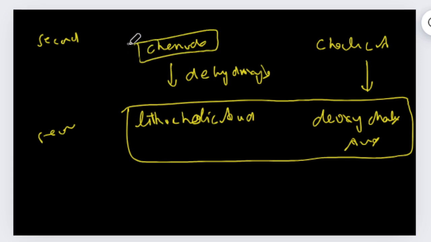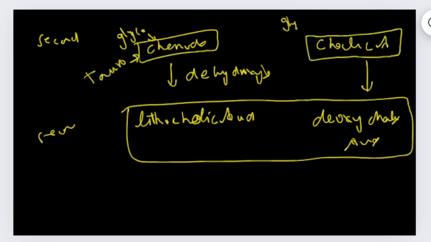If the conjugation of this occurred by glycine, it is called glycochenodeoxycholic acid. If it is attached by taurine, it is taurochenodeoxycholic acid. And if the glycine is attached to cholic acid, this is called glycocholic acid. If taurine is attached, this is called taurocholic acid. So this is the conjugation, the compound that is formed after the conjugation.